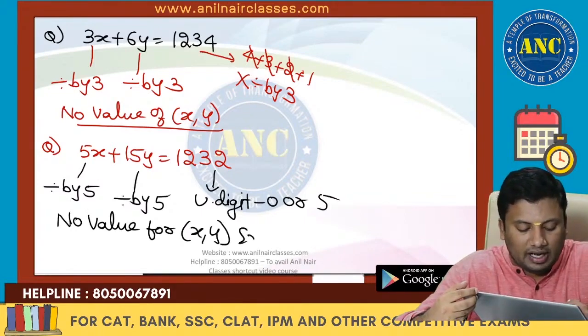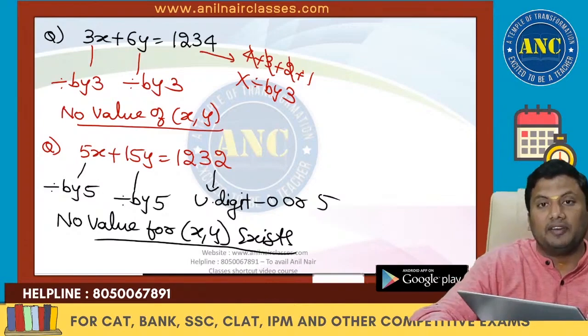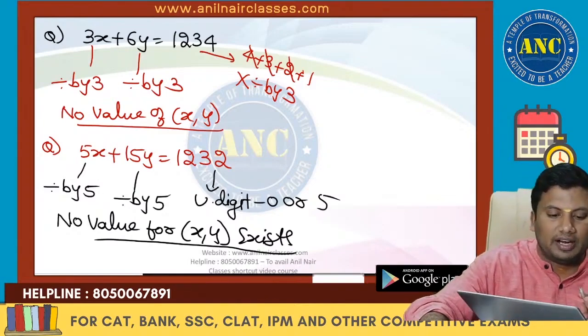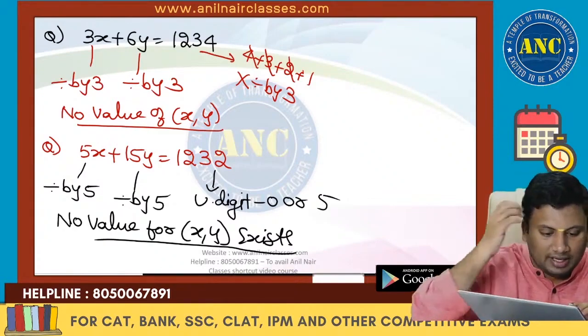At the end of the class, you will not get a single doubt if you listen to the class very carefully. No value for x comma y. I hope the idea is clear.